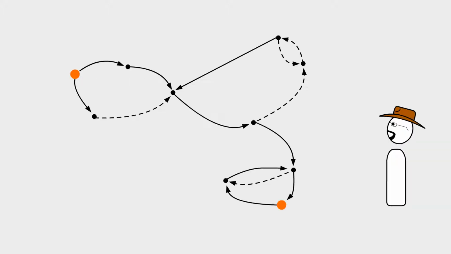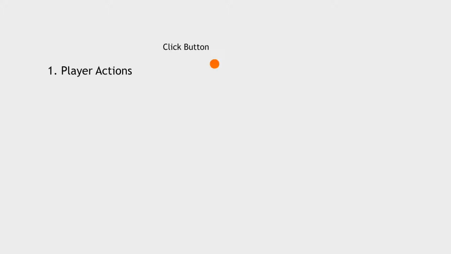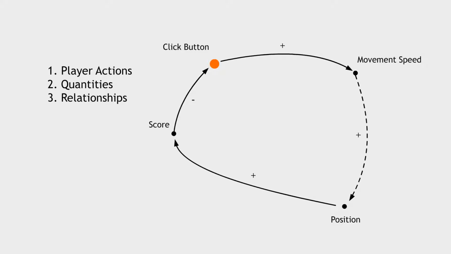And to do that, we first need to establish some basic terms for understanding how to break apart systems and learn from them. The term we use for this is system decomposition. For games, we decompose systems by looking for three things: player actions, quantities or states, and relationships between them, usually keeping track of things like whether the relationship is positive or negative, and if it is immediate or takes time to occur.